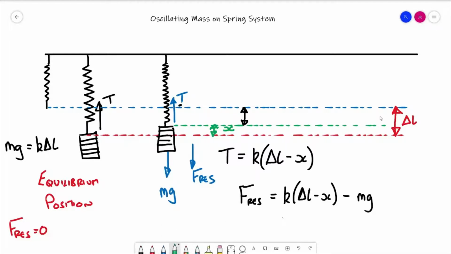Now, because the weight mg is going to be greater than the tension there, what we're going to end up with is that here the resultant force will end up being negative, but that's exactly what we're expecting, because in physics we look at up being positive and down being negative. So the fact that the weight is greater than k(delta L minus x) at that point doesn't worry us, because we know we're going to end up with a negative answer as expected.